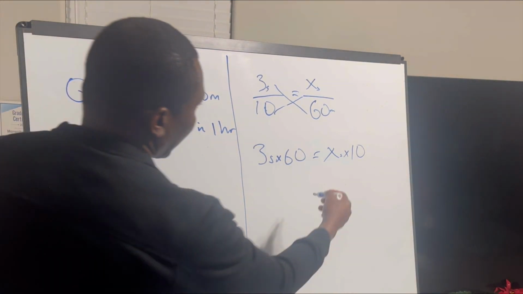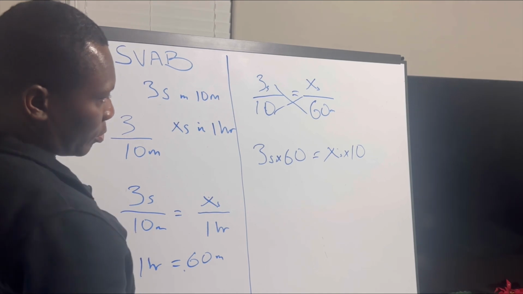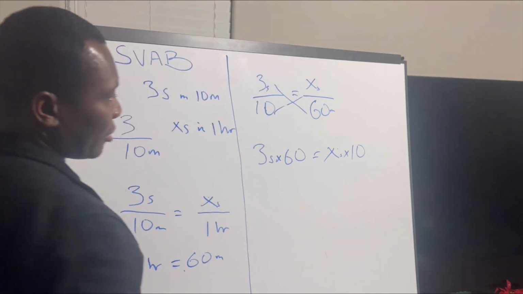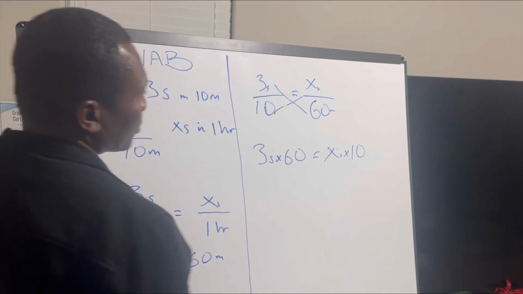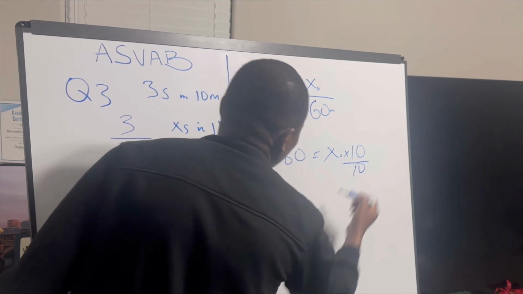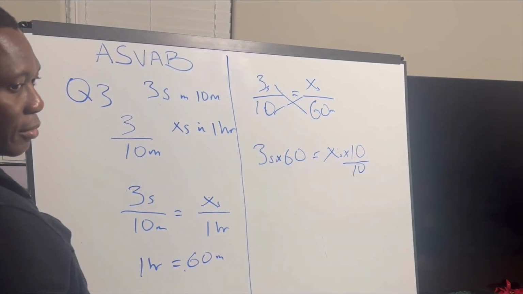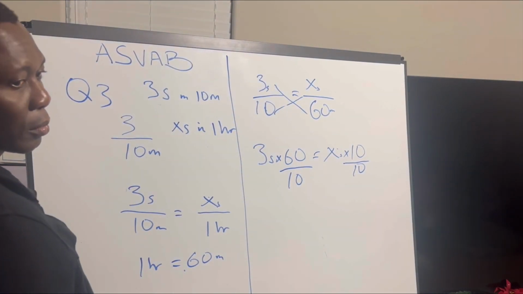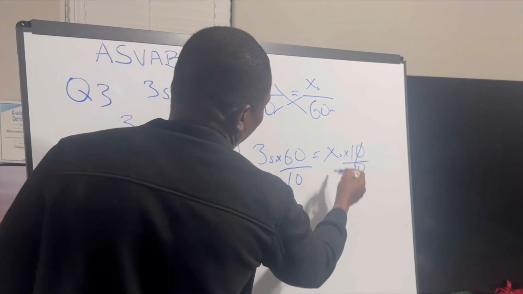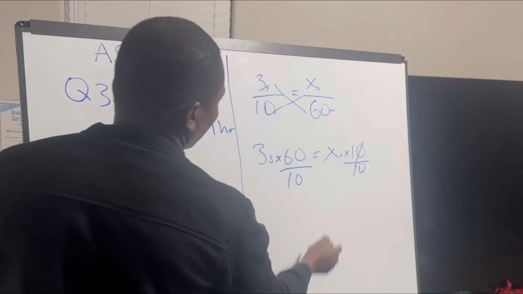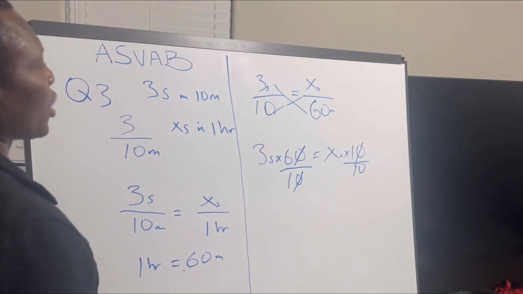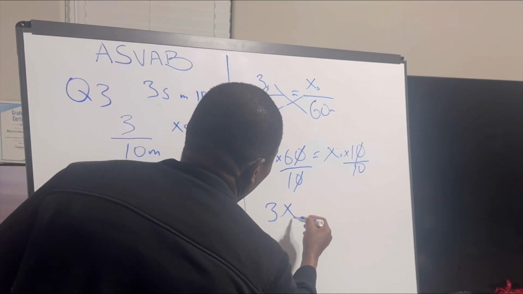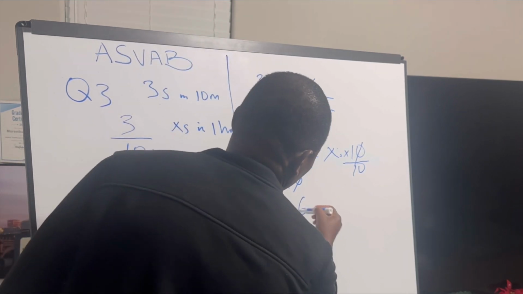So in order to get our X, what do we do? By law of division, we divide everything by this number. So when we divide everything by 10, so that we can cancel out this 10, we divide both sides by 10. So this 10 goes away. Now we have our number of stops for 1 hour. So what's our number of stops? We have 3 multiplied by 6.